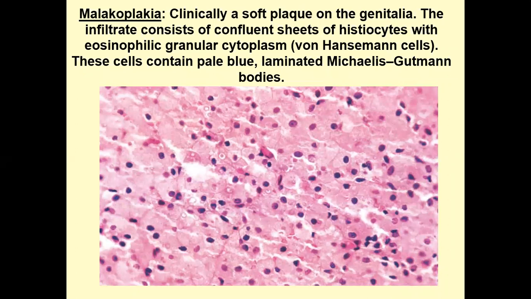Malakoplakia. The clinical picture is not shown here, but it will give a lesion, a soft plaque-like appearance on the body, genitalia usually. The infiltrate consists of confluent sheets of histiocytes with eosinophilic granular cytoplasm, which are called von Hansemann cells. These cells contain pale blue laminated Michaelis-Gutmann bodies.